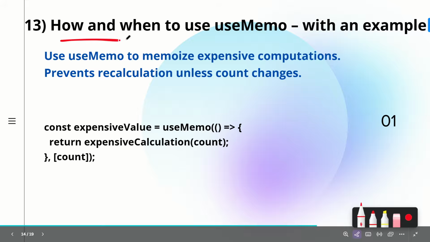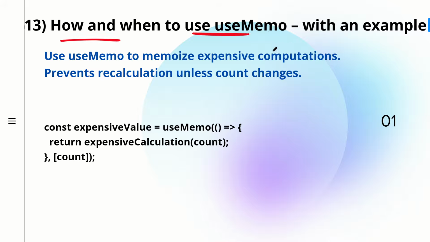Next question is how and when to use useMemo, with an example. useMemo, again, is a hook. It is useful for memoizing expensive computations, and it prevents the recalculation unless the dependency changes. Let us suppose there is a component with a function doing computation or calculation on thousands of data, and that component keeps re-rendering. You need not calculate the values again and again. If there is no change, you need not calculate it again, else it would add delay to your application.